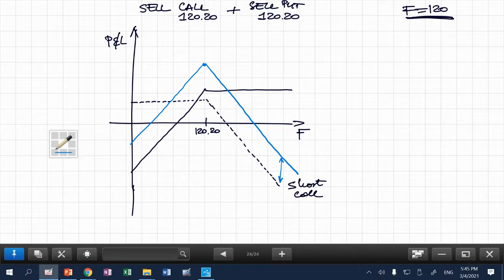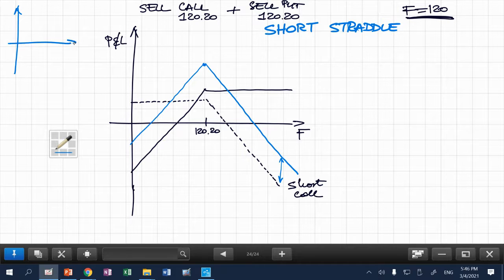This profile that we have obtained is one specific and very popular trading strategy, which is known as short straddle. You have a straddle whenever you buy a call, buy a put with the same strike, or sell a call, sell a put with the same strike. If you sell both options, it's a short straddle. If you buy both options with the same strike, you have a long straddle, okay?